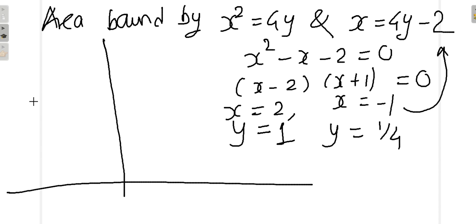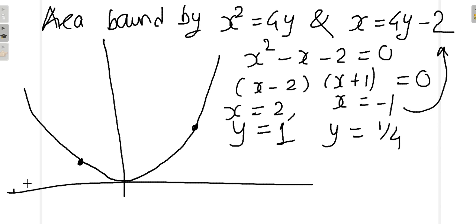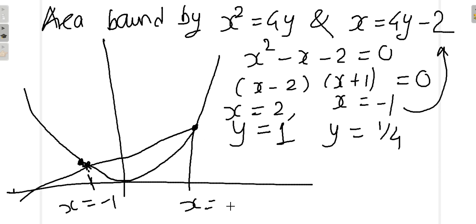First of all, x square equal to 4y. Curve like this. What are the points? X equal to 2 and y equal to 1, somewhere over here. X equal to minus 1 and y equal to 1 by 4. This will be x equal to minus 2. So line will be like this. This point represents x equal to minus 1. This point represents x equal to 2.